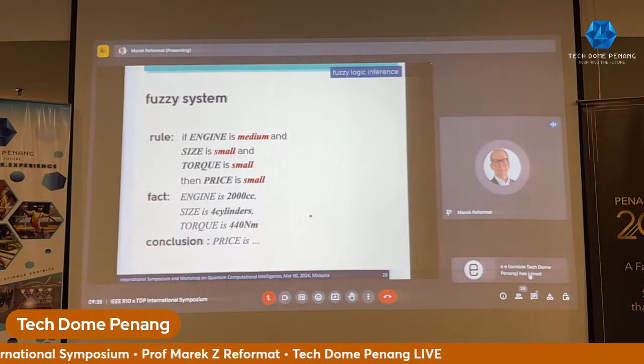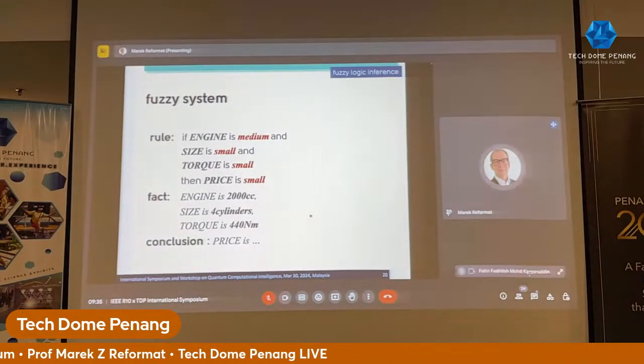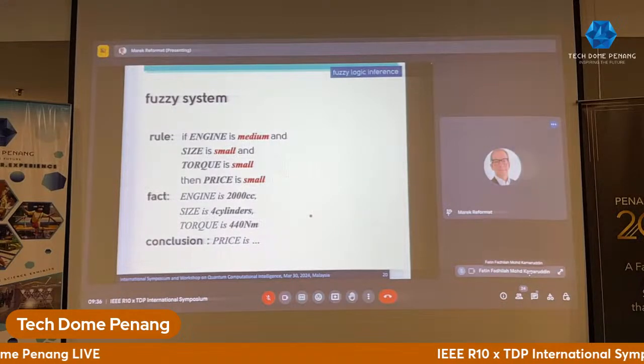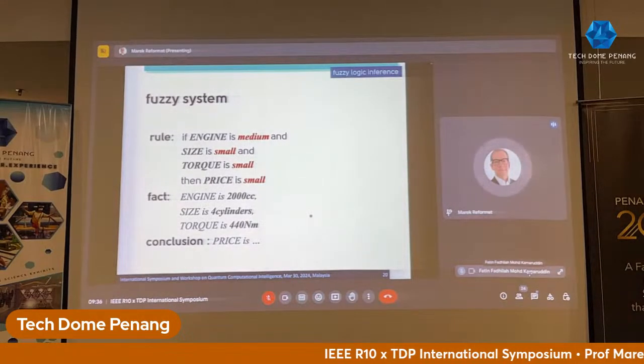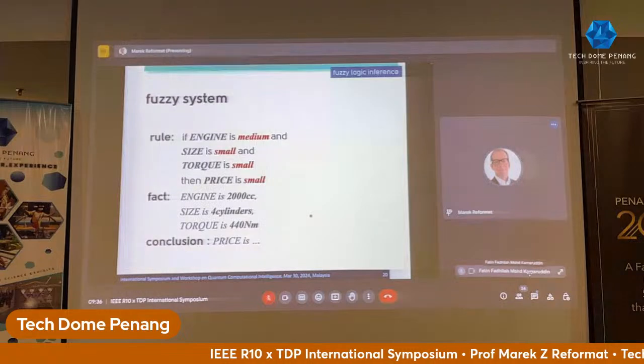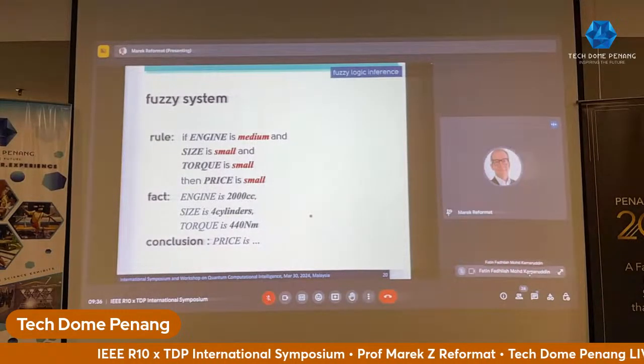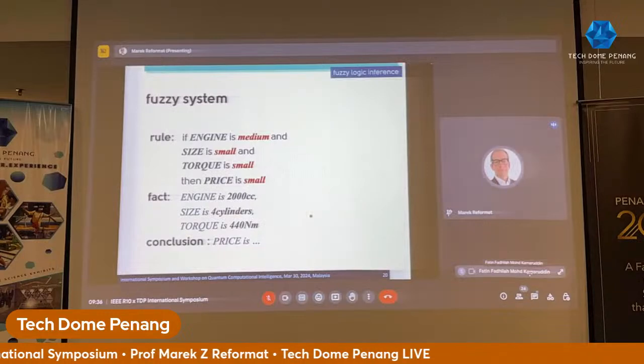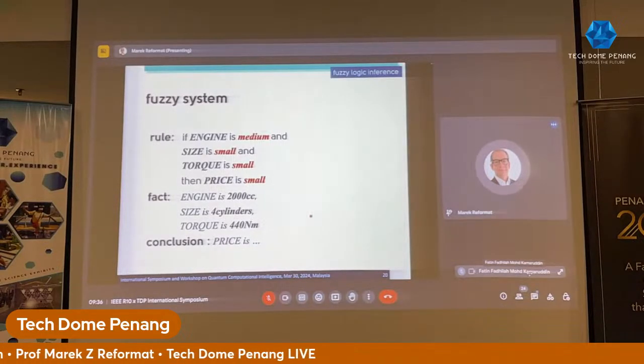So let's assume that we have a slightly more interesting rule, or a few rules, saying that the engine is medium size, medium in the case of CC, which means the power. The size of the car is small, or the engine is small, or the car is small, and the torque is small.